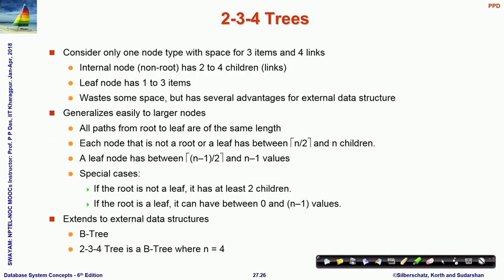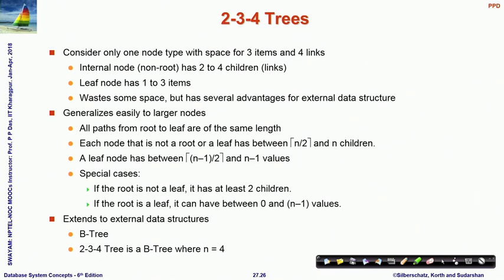So, what if we simplify that process, and assume that there is only one node type which has enough space for 3 items and 4 links, and we do not have separate types; functionally there will be 2 node, 3 node, 4 node, but physically let them be the same type of node. So, they are the same type. Any internal node has 2 to 4 children, and a leaf node has 1 to 3 items. That is what we are saying.